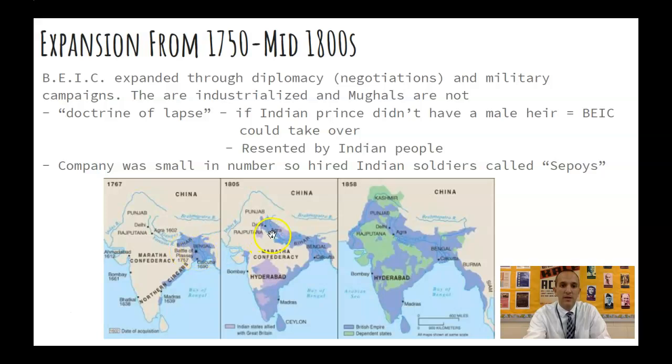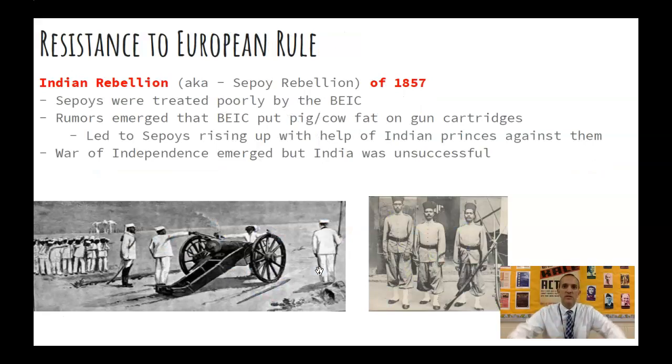But this map shows the expansion of the British East India Company. You can see they're here, then they have control over this area, and by 1858 they're expanding significantly, which we're going to get to in a second. So there is resistance to this European rule, and it really comes to a head in 1857 and 1858. You can refer to it as the Indian Rebellion of 1857, or it's often called the Sepoy Rebellion. Again, the sepoys are the soldiers who have been hired by the British East India Company.